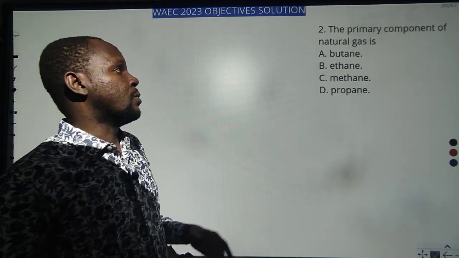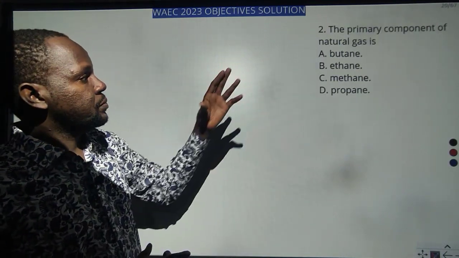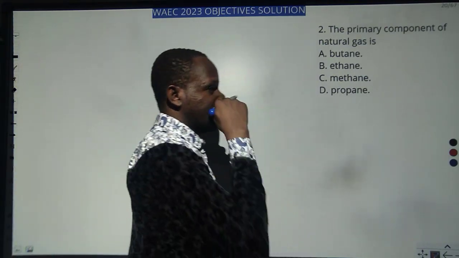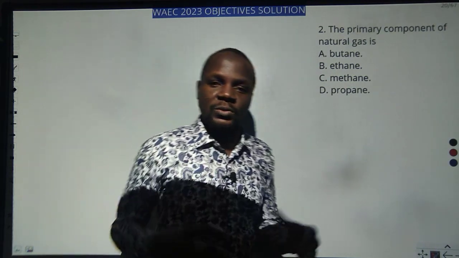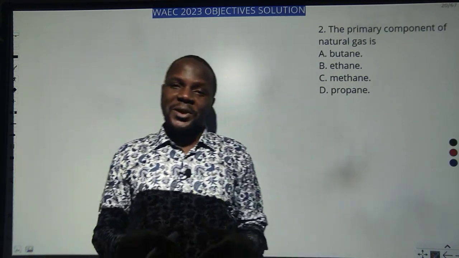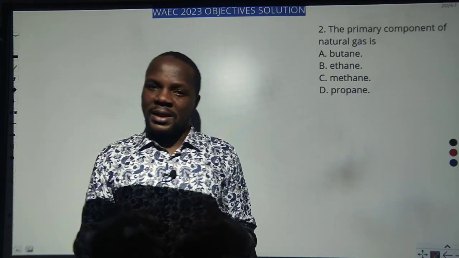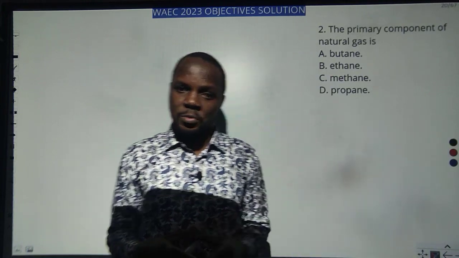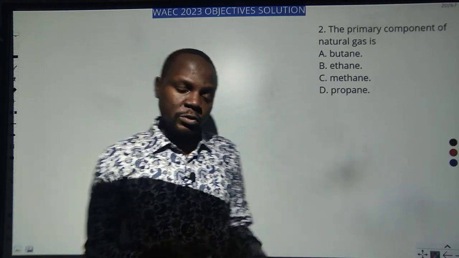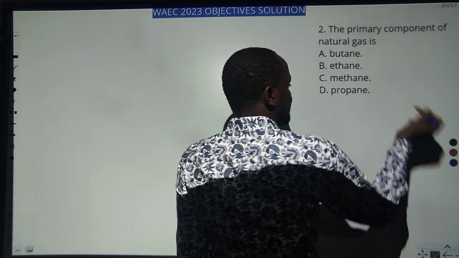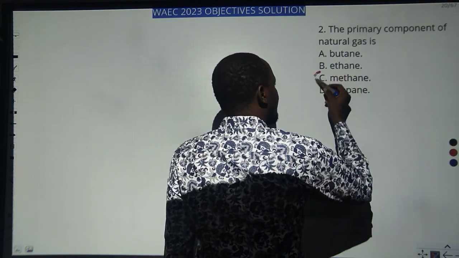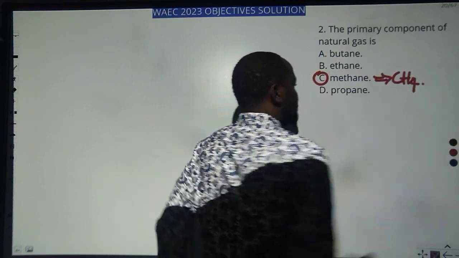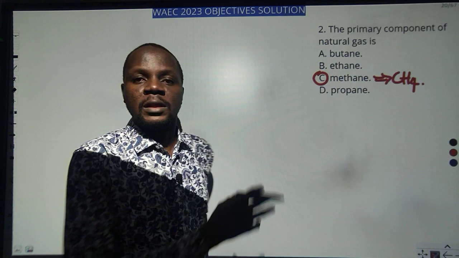Now, about this second question, the primary component of natural gas. This is also on organic chemistry, which you guys have been taught. The primary component of natural gas is methane, generally used in the production of fuel. You guys still remember that? I think this is a common question under the aspect of introduction to organic chemistry. So we can say the primary component of natural gas is CH4, which everybody knows as methane.